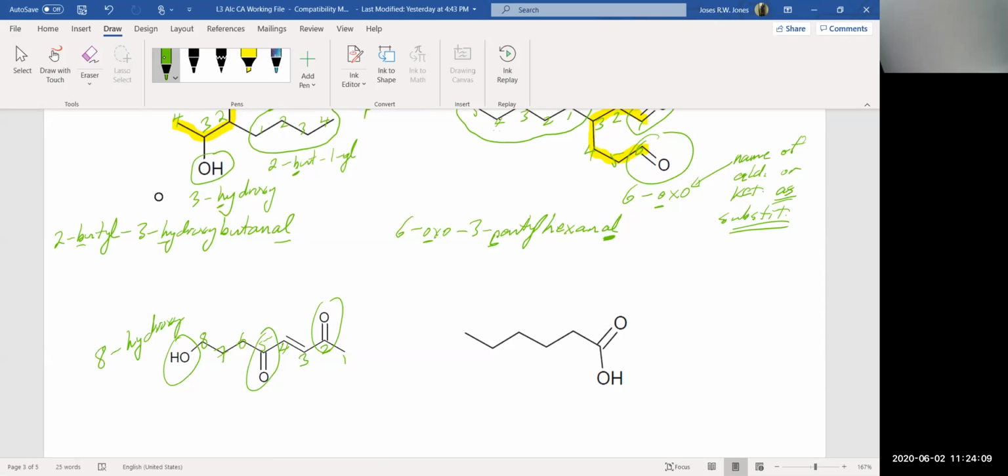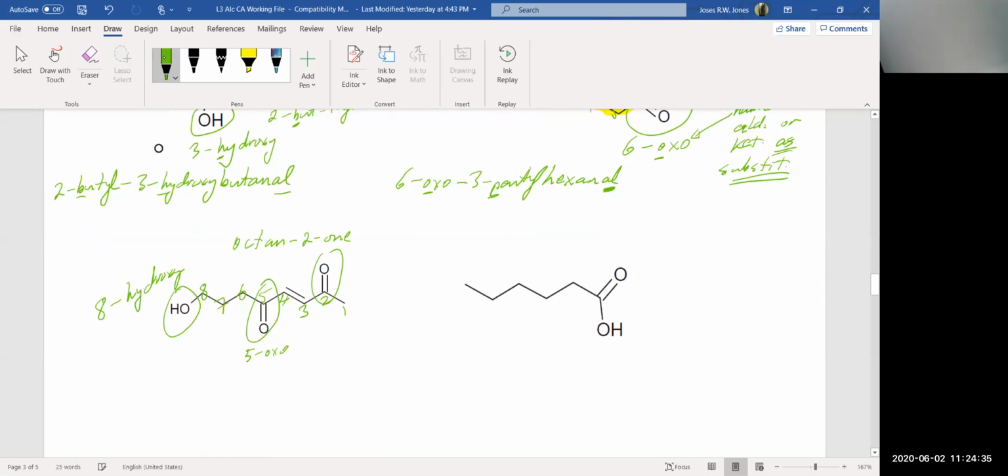So the highest priority group is the ketone group on carbon number 2 on an 8-carbon chain. So this is an octanone, an octan-2-one. That means the ketone group in the parent chain is on carbon number 2. And we have a 5-oxo. We have a ketone on carbon number 5.